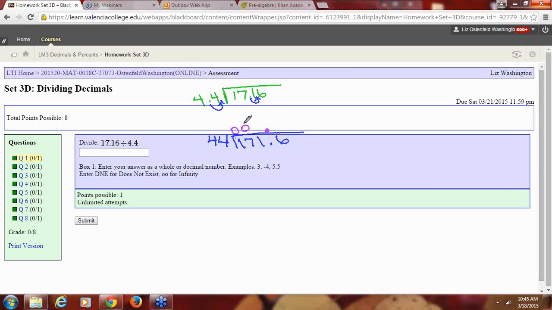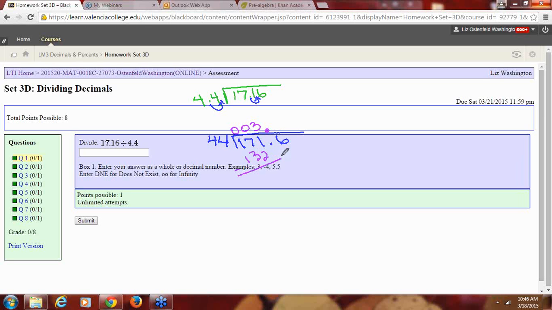So I'm going to take a guess. I'm going to say 40 times 4 is 160. So what's 44 times 4? 176. That's too big. So I need 44 times 3, which is 132. So since 44 is going into 171, that's why my 3 goes right above the 1. It goes over the place that you're going to. 3 times 44 is 132.